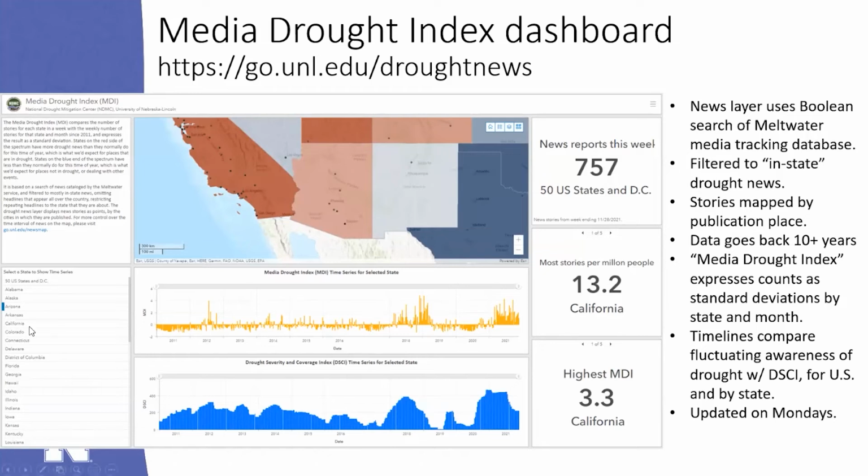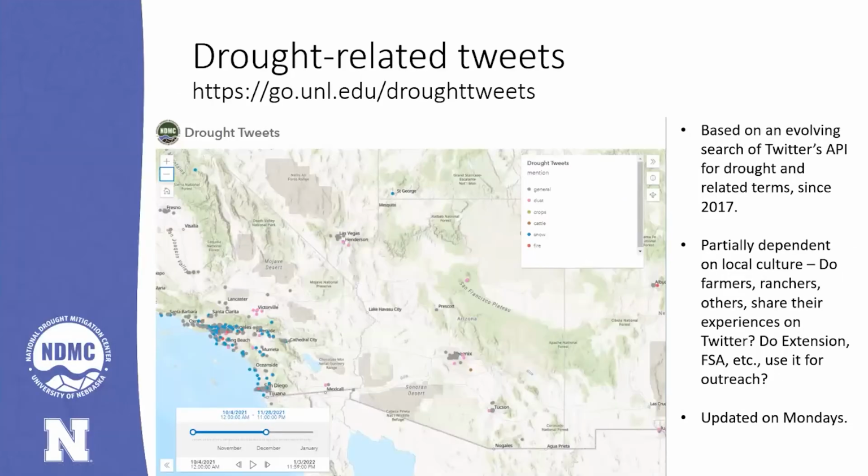So right now I've chosen Arizona over here on the left. It's zoomed into Arizona and it's giving me the time series of Arizona interest in drought. The DSCI is at the bottom, the Drought Severity and Coverage Index, which is the US Drought Monitor in one statistic. And you can see that the increase in drought seems to have preceded the interest in drought in Arizona in this most recent case. So it's just kind of interesting to look at the attention rising and falling over time.